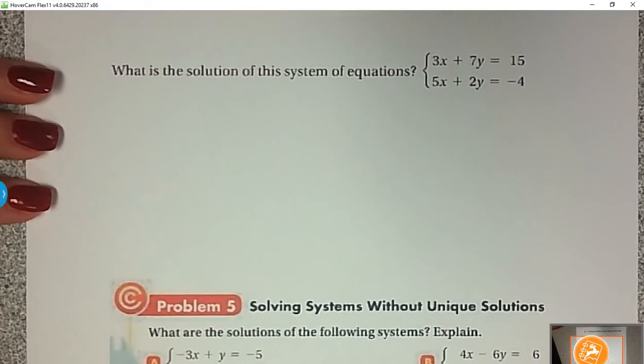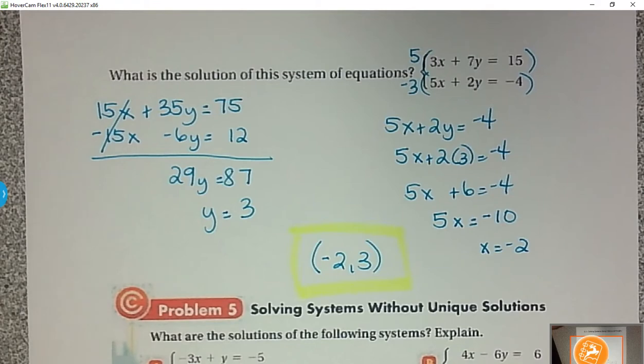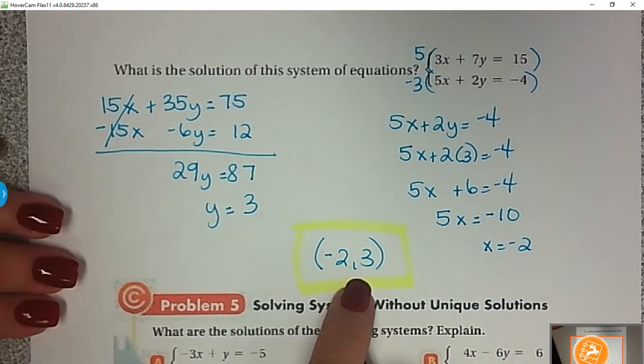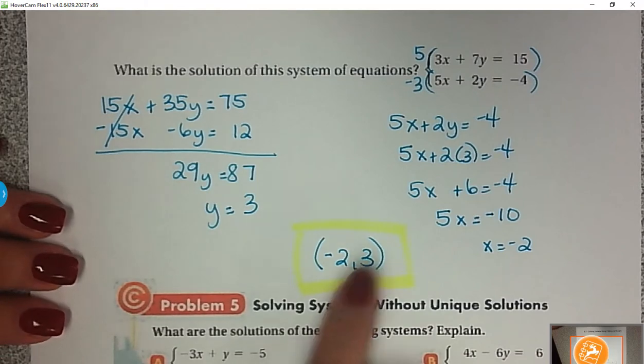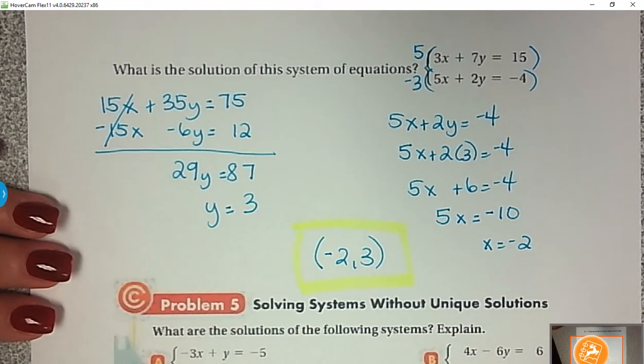All right, here's one for you to try. Again, I'm going to pause while I work it, and then you can pick back up with me in just a minute. All right, so here's my solution for this one. This solution would be easy to find by graphing, although I'm not sure how easy these equations would be to graph accurately. So as you can see, elimination works just fine for this one.